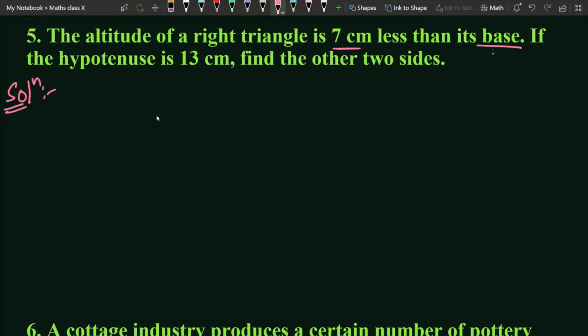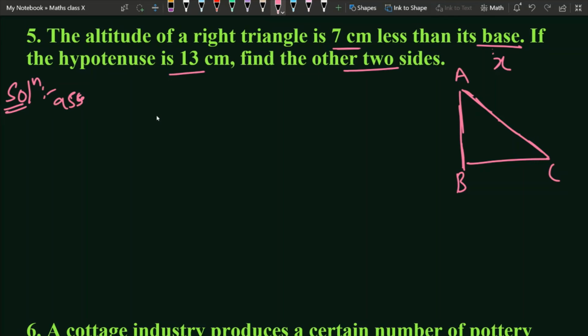That means if we suppose this base as x, it will be 7 centimeter less than its base. The height will be x minus 7. So if the hypotenuse is 13 centimeter, find the other two sides. Now tell me the relation between height, base and hypotenuse. So it's a right triangle. Let us draw a right triangle. Suppose this is A, B, C.